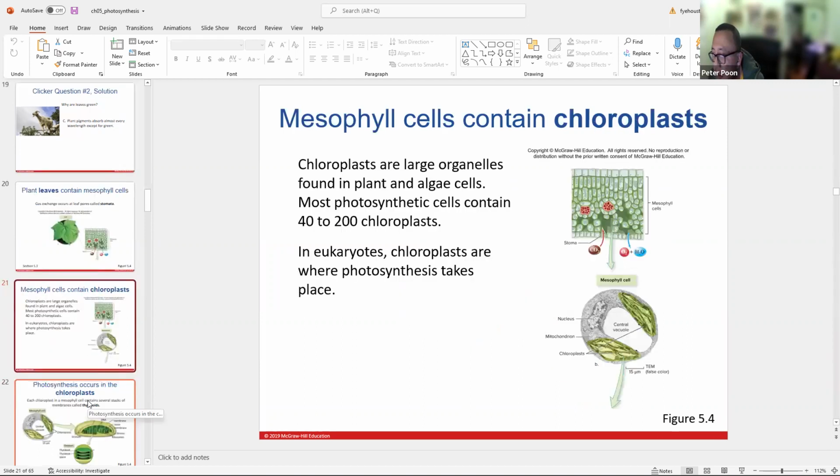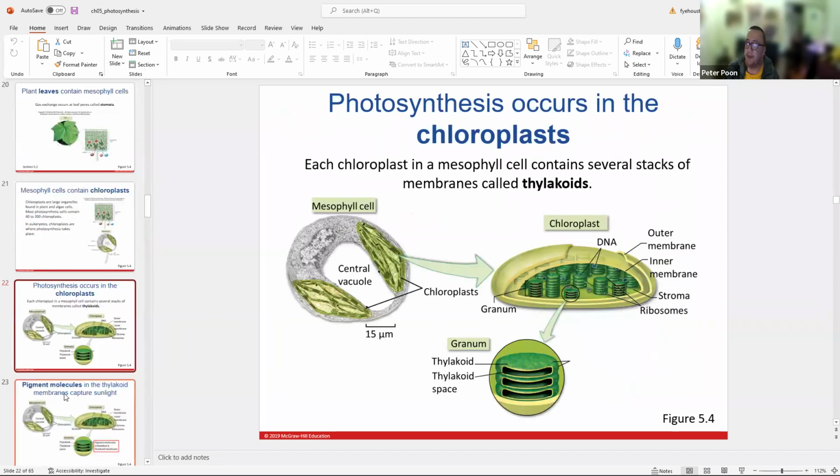These cells contain chloroplasts. Chloroplasts are actually large organelles that are only found in plants and algae. So this is a chloroplast.